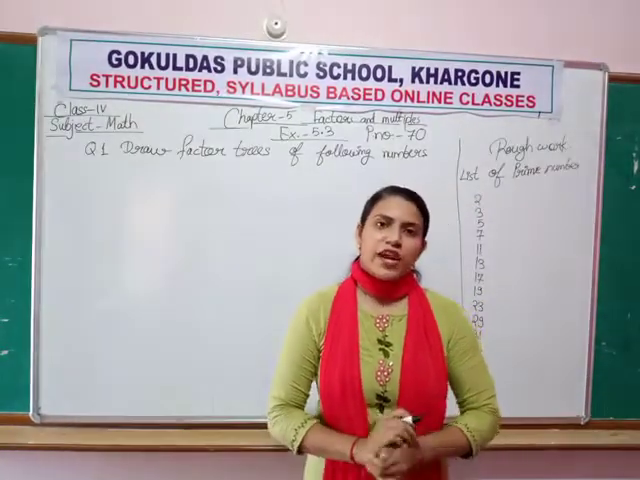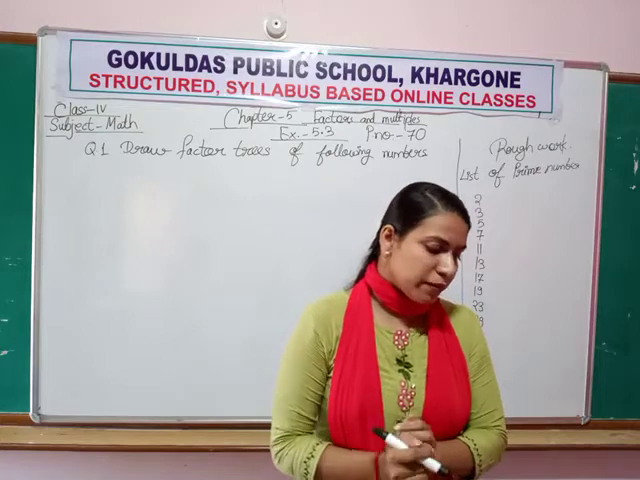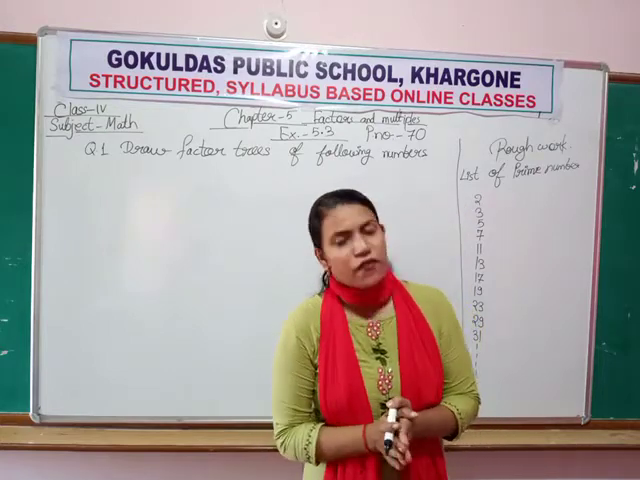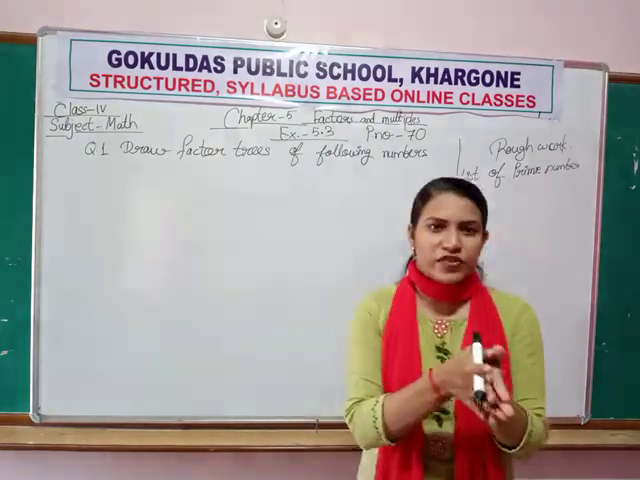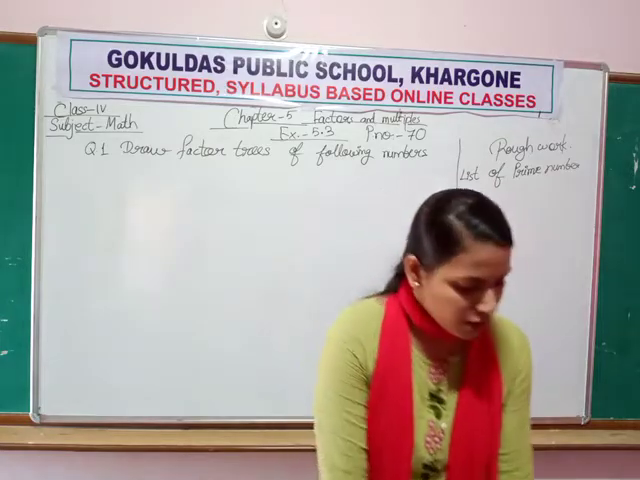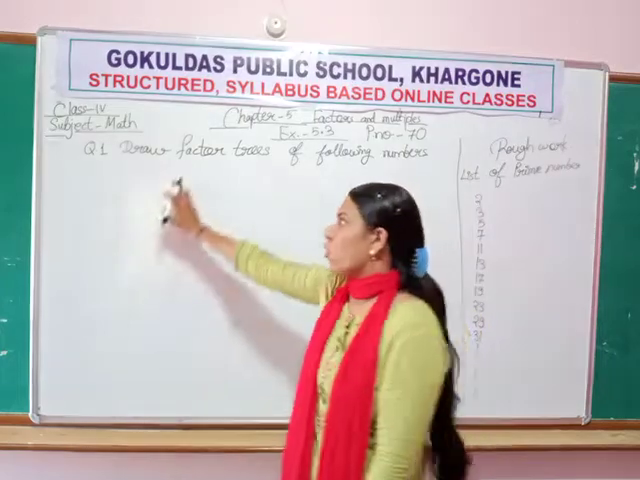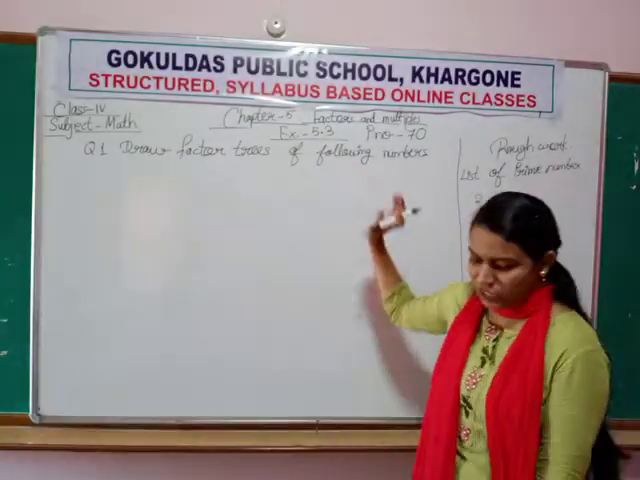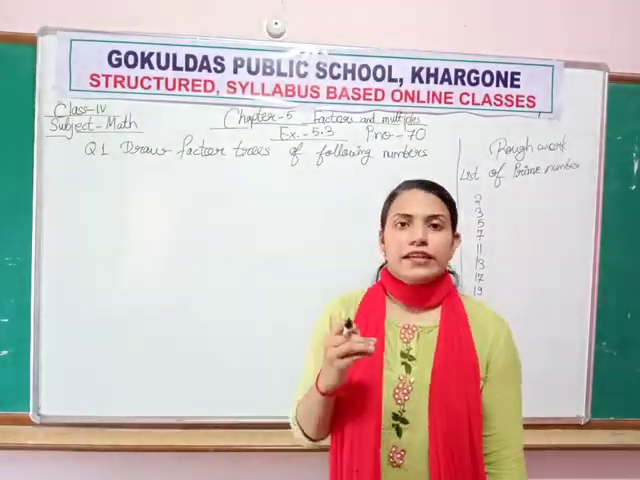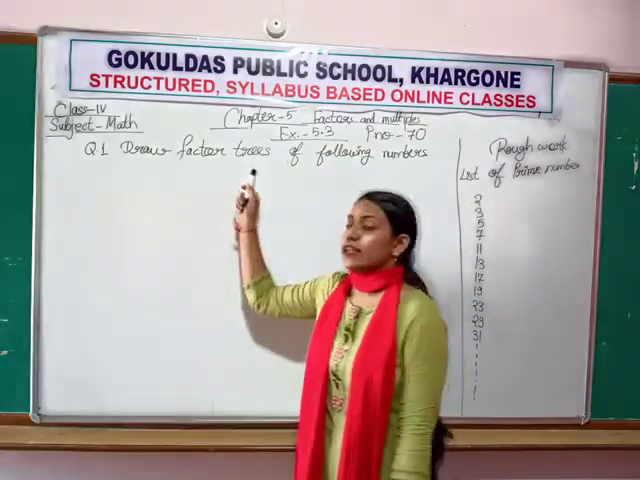In today's class we are going to cover our remaining questions of exercise 5.3, that is question 1 and question number 6, right? So let us complete it. Your question number 1 is: draw factor trees of the following numbers. Okay, here you need to draw a factor tree.